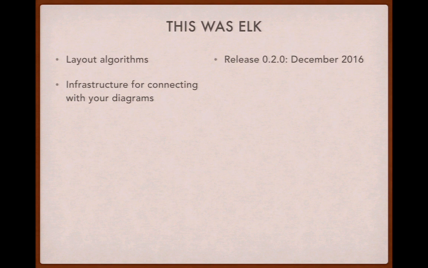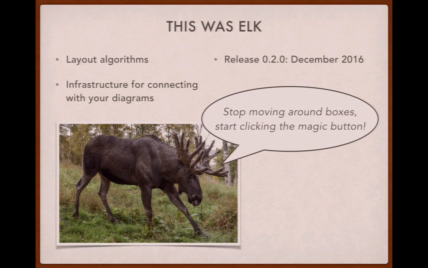So I wouldn't really recommend starting to write your application based on the current 0.1 version, but starting with 0.2, we will really try to get a finalized version of the APIs, so that we get to a stable API shortly after that. I think this is one of the main goals. So you will be able to experiment with it, start building stuff on it and evaluate it. What's left to say: just try it out. As the ELK says, stop moving around boxes, start clicking the magic button. And let's see, we have a few minutes maybe for questions.